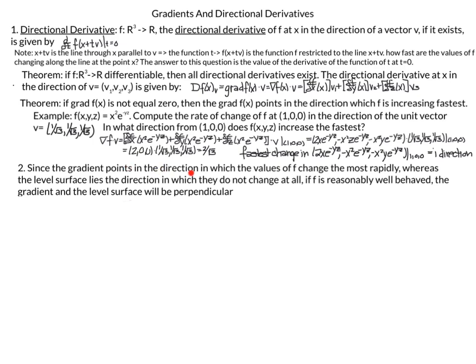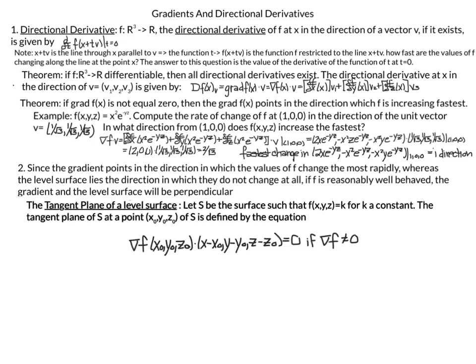The gradient points in the direction in which the values of f change the most rapidly, whereas the level surfaces lie in the direction in which they do not change at all. Remember, level surfaces and curves are when we hold our function equal to a constant. In other words, it doesn't change. Then if f is reasonably well behaved, the gradient and the level surface will be perpendicular to each other. This fact will give us a way of calculating the tangent plane of a level surface.